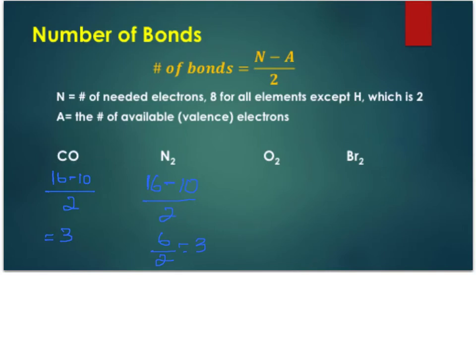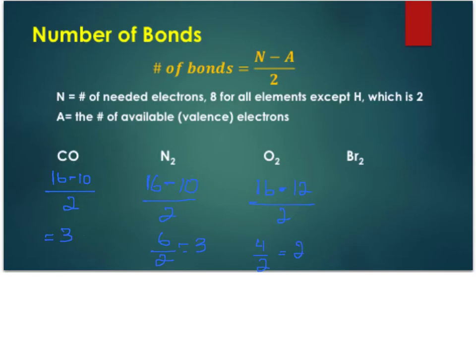Oxygen. Again, 2 oxygen atoms, each requiring 8. So we need 16. Each oxygen has 6 valence electrons, so 6 2s are 12. And we're going to divide by 2. So that is 4 divided by 2. And that gives us 2 bonds.